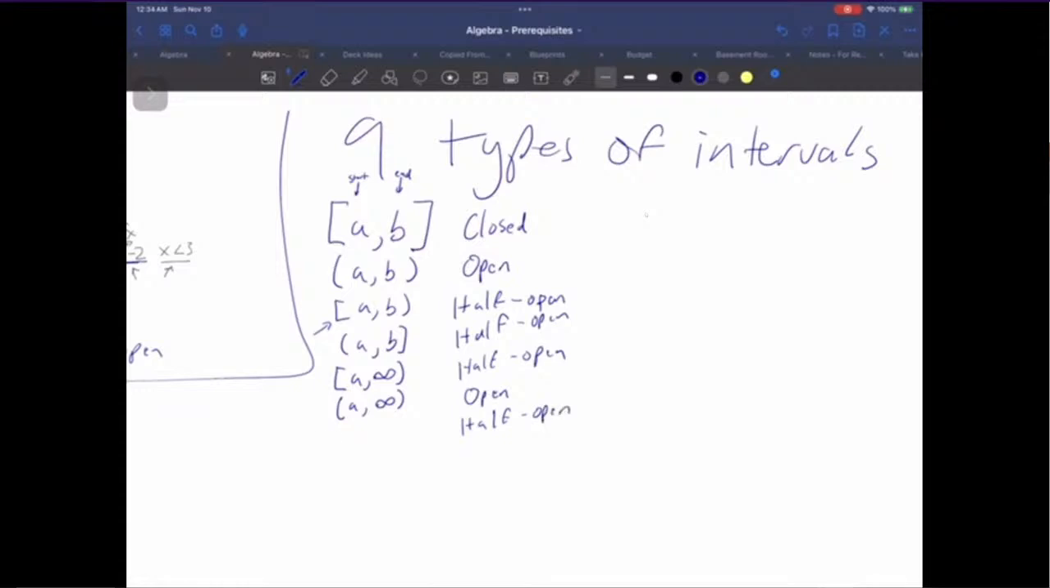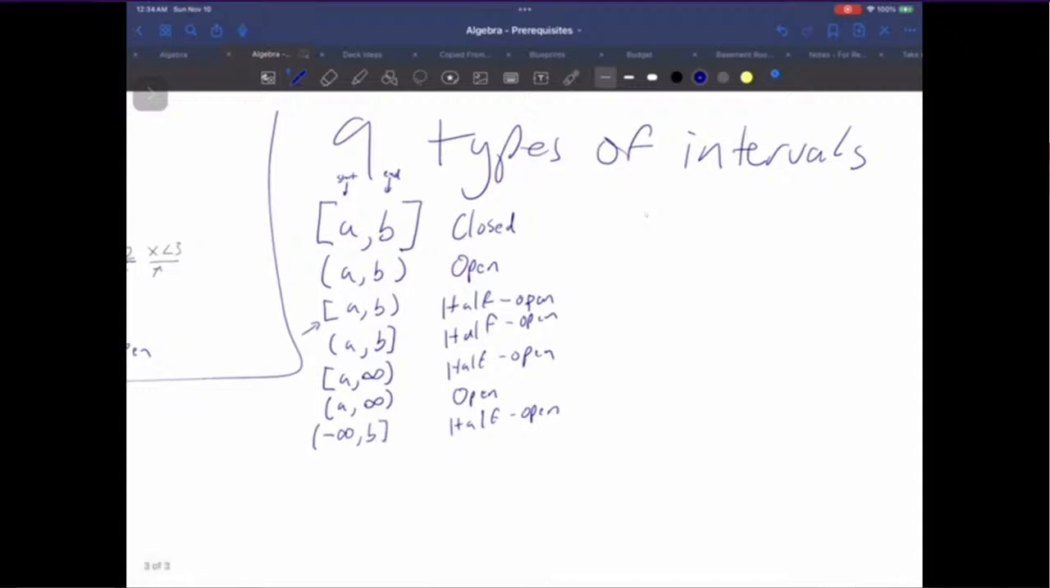We denote negative infinity and b. It's half open, so it's closed on the b side, open on the infinity side. Truly open, you have negative infinity and b, open. And the final one, of course, would be negative infinity and infinity. That is the entire real line. I want to talk about infinity in a second, but let's go over the inequalities that lead to this.